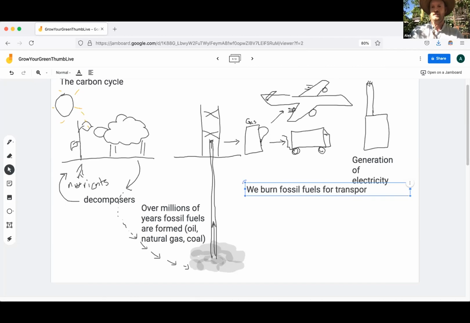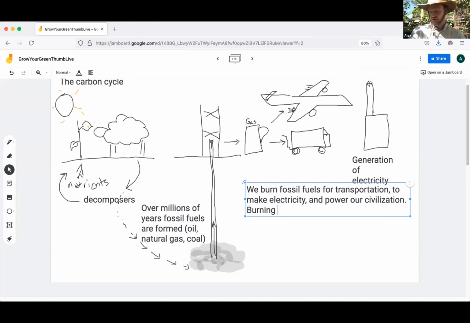So again, so we burn fossil fuels for transportation, to make electricity, and power our civilization. Burning them does the reverse reaction of photosynthesis, which we call combustion.